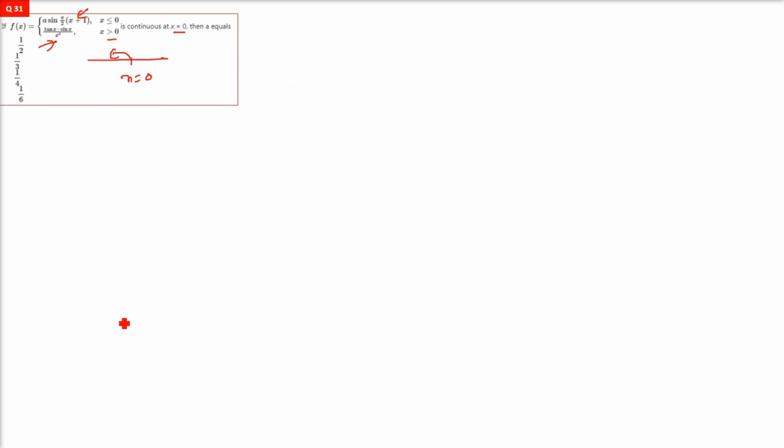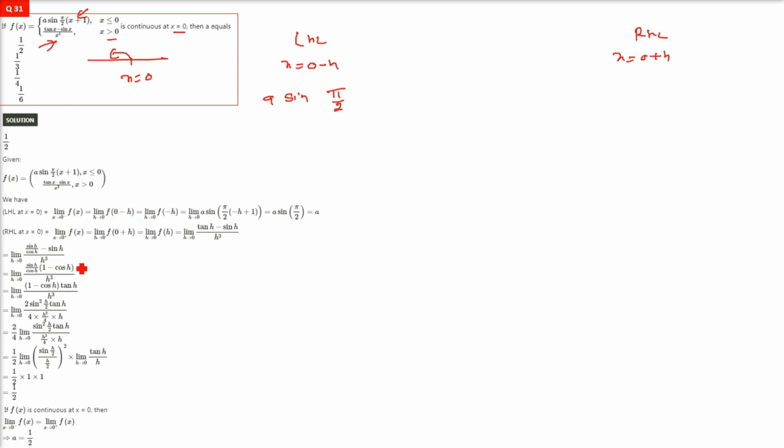The first thing first is the left hand limit. Because x is 0, we have to go on the left, so x will be 0 minus h. For the right hand limit, we are going to take x as 0 plus h. So this A sine pi by 2, in place of x, replace it by negative h. This is your explanation. If you want to do it by yourself, you can just have a look. Otherwise, you just follow me.